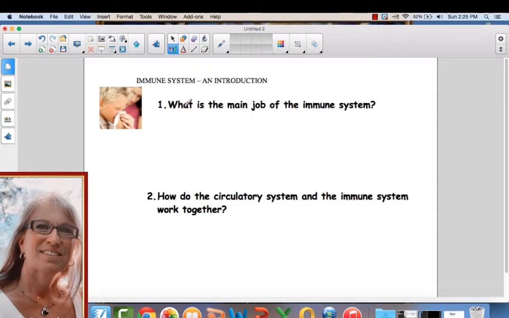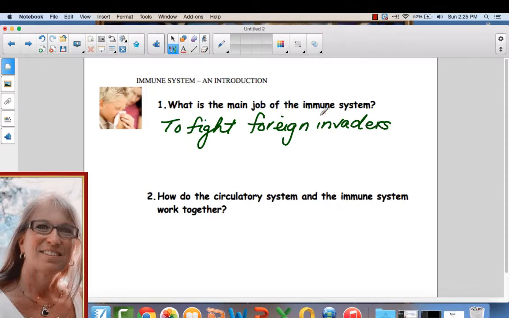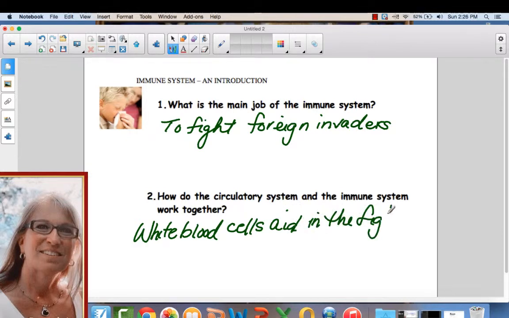So what is the main job of the immune system? Main job is to fight foreign invaders, or what your body perceives to be a foreign invader. And it does this by working together with the circulatory system. Well, how does it do that? Well, white blood cells, which are found in your blood, that's why they're called white blood cells, aid in the fight against foreign invaders.